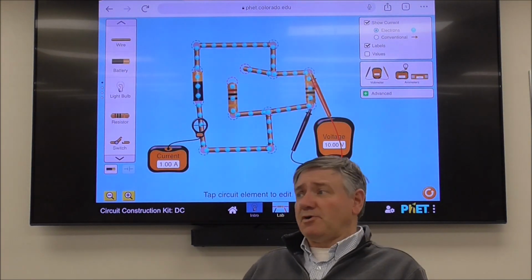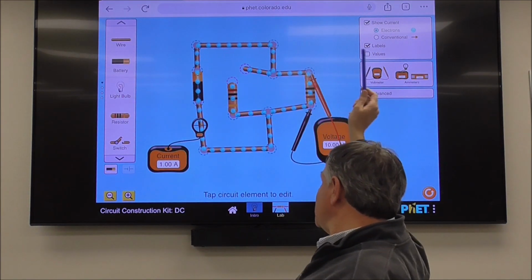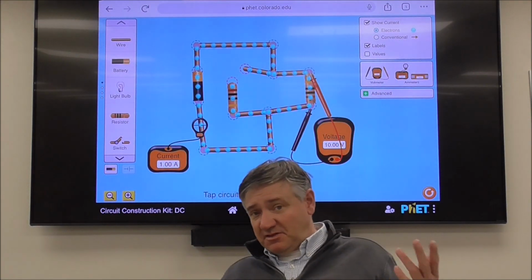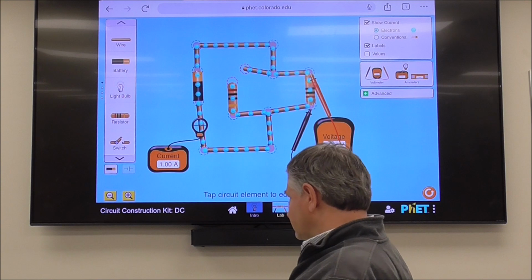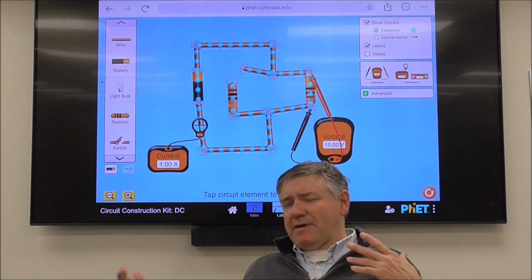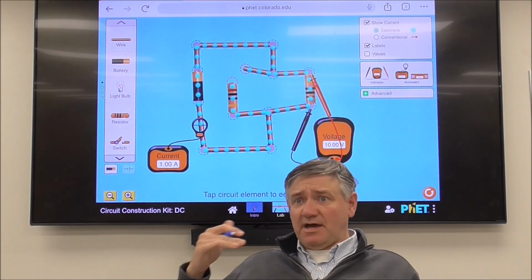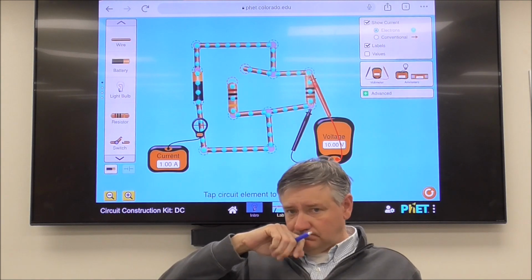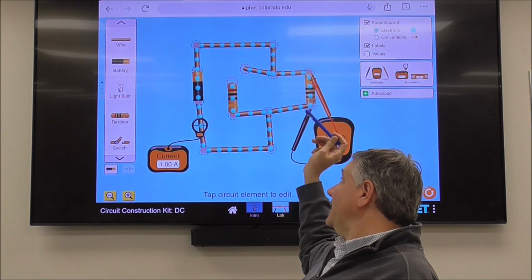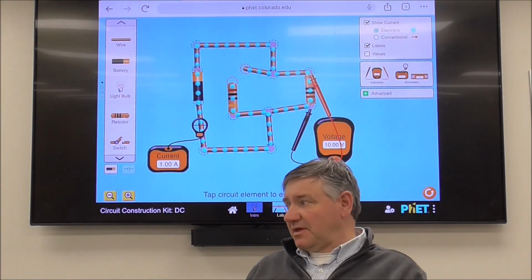You can change any number of parameters, like the voltage of the batteries, the values of the resistors, and the light bulbs. The cool thing about this is that it matches all the calculations, in that it's built up with the idea that all the wires have no resistance, and so the only resistance will come from either resistors or light bulbs or something like that.